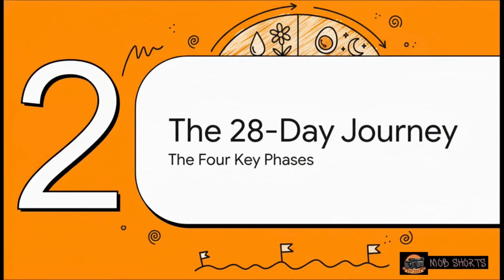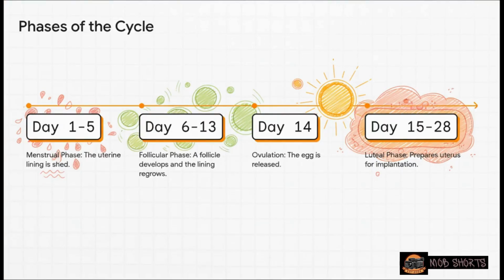So how does this whole journey actually play out over those 28 days? Well, we can break it down into four main phases that you absolutely have to know. Think of this timeline as your map. We kick things off with the menstrual phase. Then we move into the follicular phase, where everything starts building up again. Right in the middle, we have the main event, ovulation on day 14. And finally, we enter the luteal phase to round it all out.